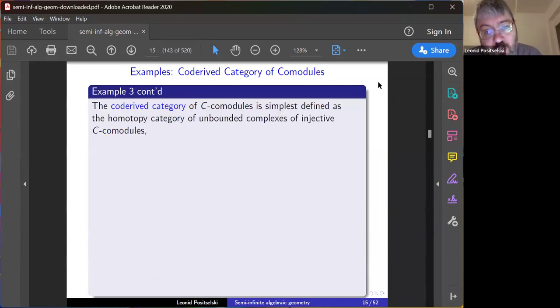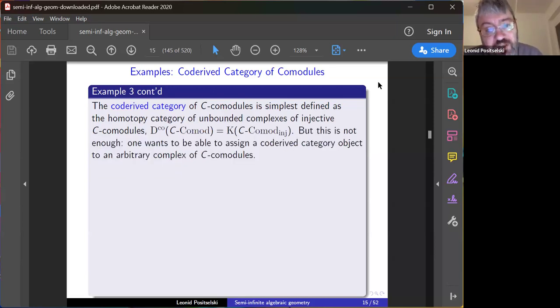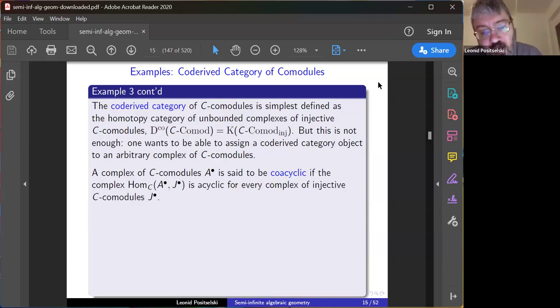The coderived category of C-comodules is simply defined as the homotopy category of unbounded complexes of injective C-comodules. This is the coderived category, not the derived category. But this is not enough. One wants to be able to assign a coderived category object to an arbitrary complex of C-comodules. So if you define the coderived category as the homotopy category of complexes of injectives, then to an arbitrary complex of C-comodules, we still want to assign a complex of injectives. For this purpose, a complex of C-comodules A has to be quasi-acyclic if the complex Hom_C from A to J is acyclic for every complex of injective C-comodules J.